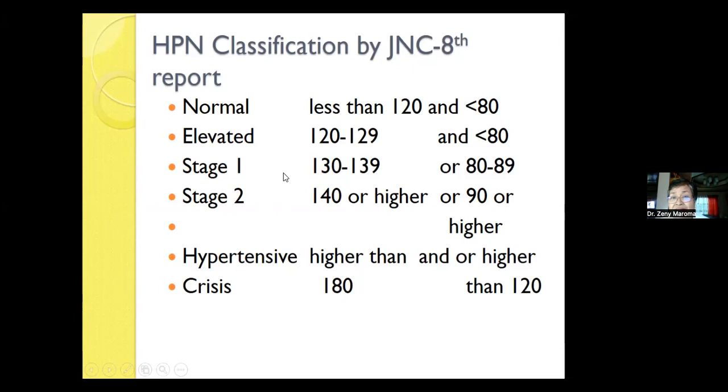Stage 1, 130 to 139 systolic, 80 to 89 diastolic. Stage 2, 140 or higher, 90 or higher diastolic. Hypertensive crisis na pagka 180 systolic and about 120 diastolic. Okay.